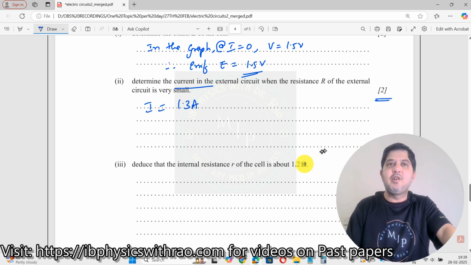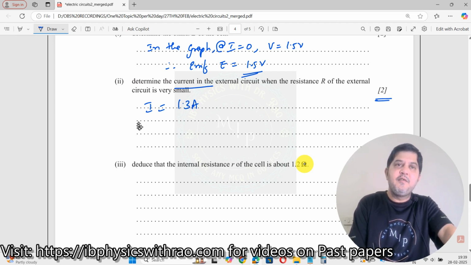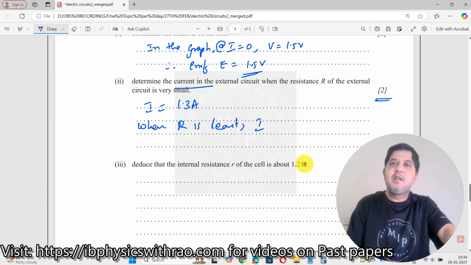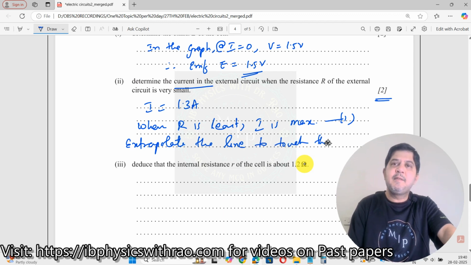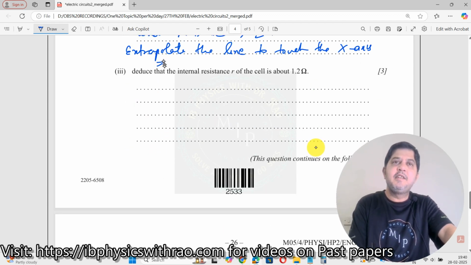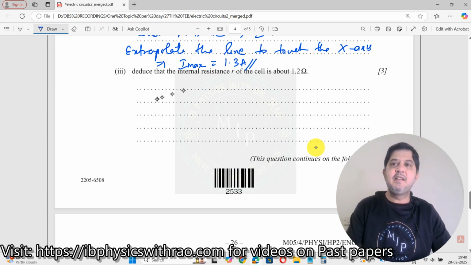Now this is for 2 marks. So how do you write? You should not just write like this over here. When R is least, I is max. 1 mark. Then extrapolate the line to touch the x-axis, and this is your I max, which is equal to 1.3 A. That's it. Okay. Next, let us move on to the next one.